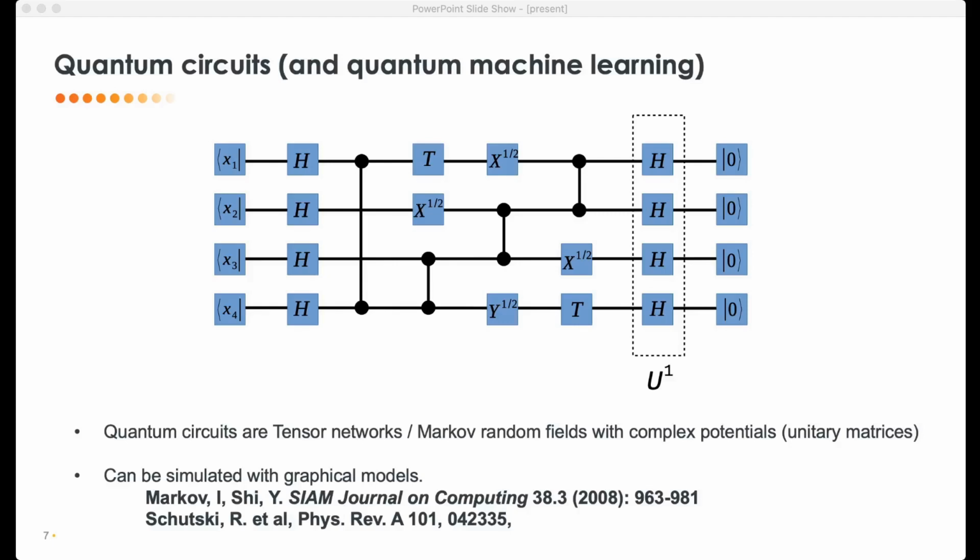And these tensor networks are implemented in hardware on chip, so running a quantum program is equivalent to the evaluation of tensor network contraction. Quantum circuits are like complex valued neural networks without activation functions. Of course, they can be simulated and studied with graphical models equivalently, and I would recommend you to look up these two works below, which use graphical models to simulate quantum circuits.